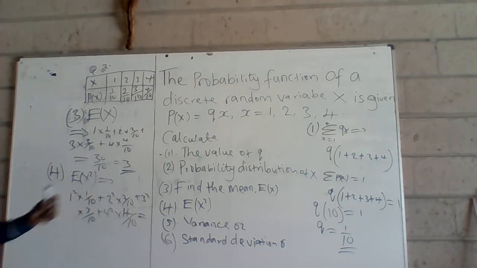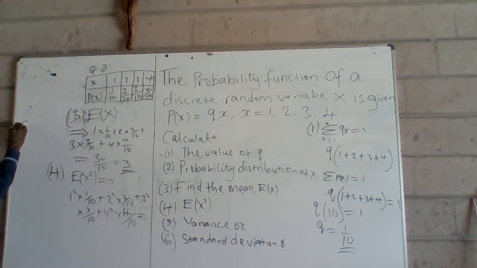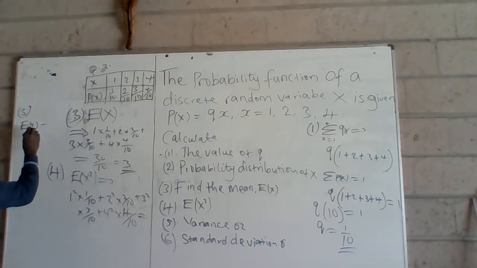So this will give us our solution. Now we have to find the variance. This is question number 5, the variance. It is simply the expected value of x squared minus the expected value squared. This is our formula for variance.